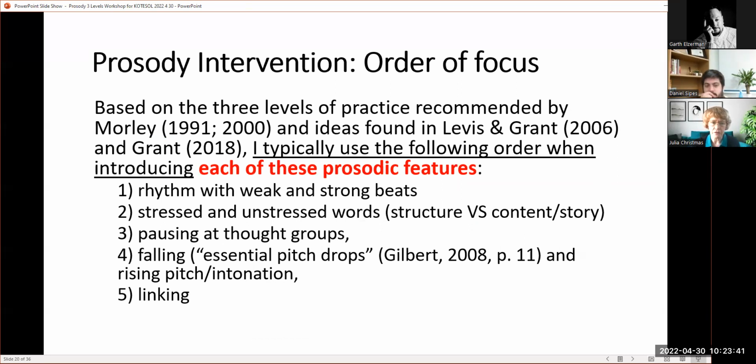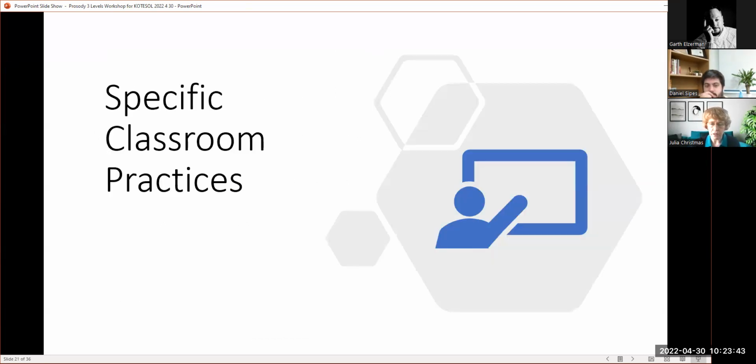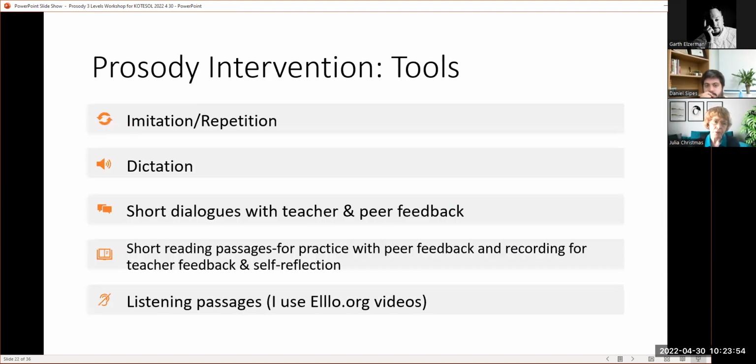I have a list of specific classroom practices that I want to get into, and then I'll give you time to click on links and go through and then ask questions toward the end. Again, I use imitation and repetition, dictation, short dialogues with me. So it's not shadowing exactly, but it's a repeat after me, choral practice. But I also have them do it individually with peer feedback.